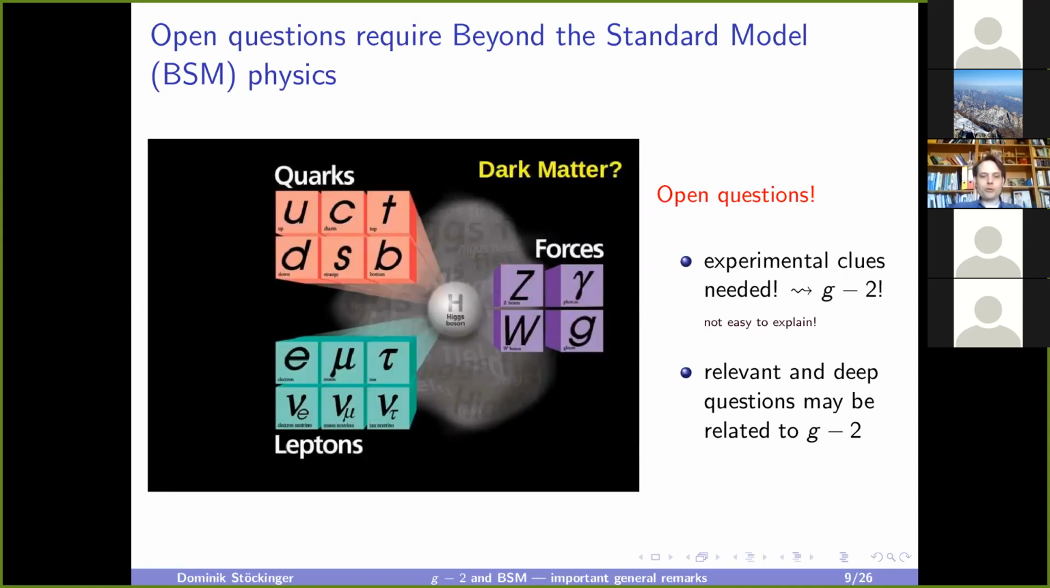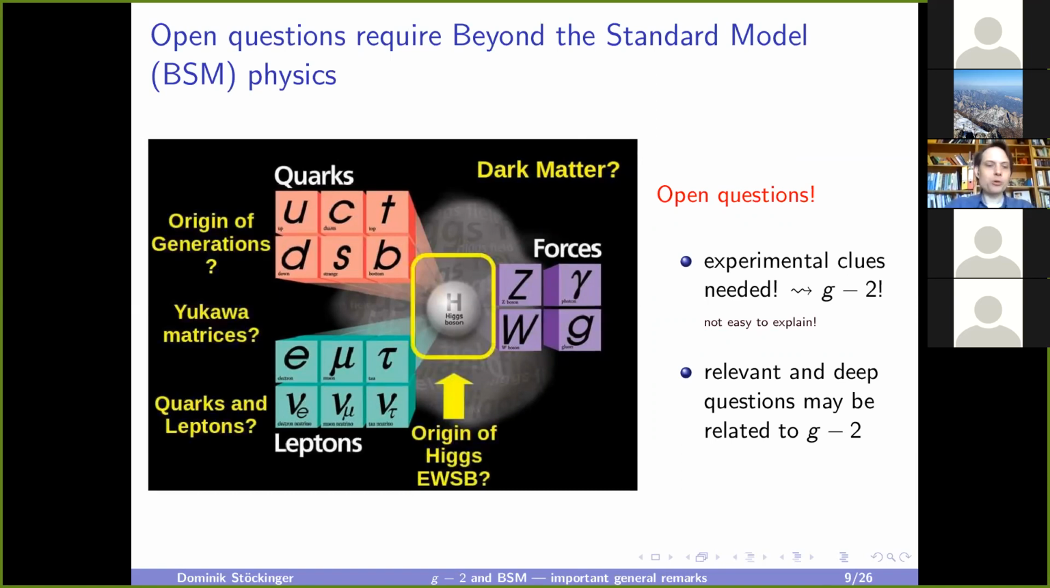So we have looked at this picture before, but of course the standard model, despite its success, leaves open quite relevant questions. For example, there are observational facts like dark matter. Dark matter must exist, but it's not part of the standard model, so we need to go beyond to understand dark matter. Furthermore, there are conceptual questions, like looking at the schematics.